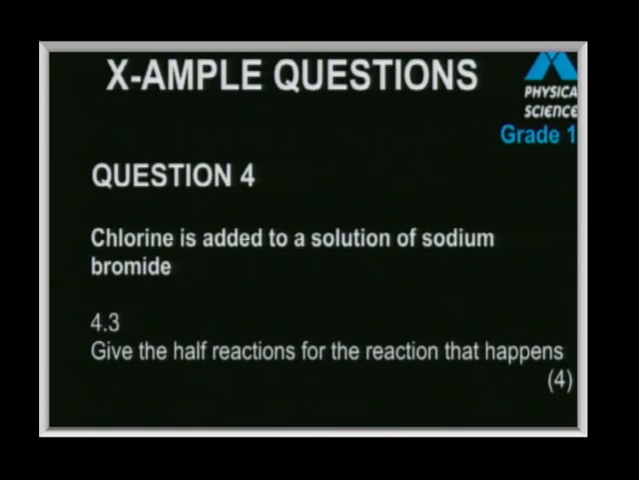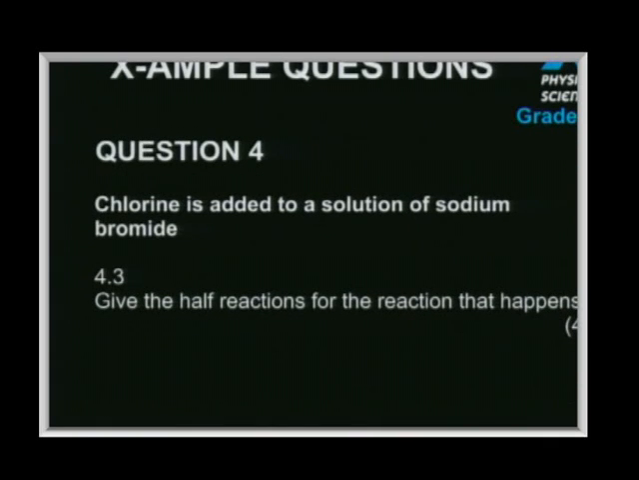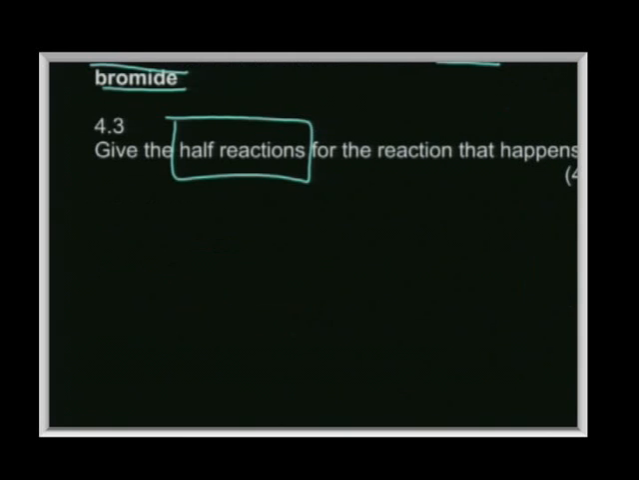Question 4.3 tells us that we now work with a chlorine solution, or chlorine that is added to a sodium bromide solution. We're going to start anew by looking at the total chemical reaction. So they tell us that we have chlorine and that it is added to a solution of sodium bromide. They want us to give the half reactions for this specific reaction that takes place.